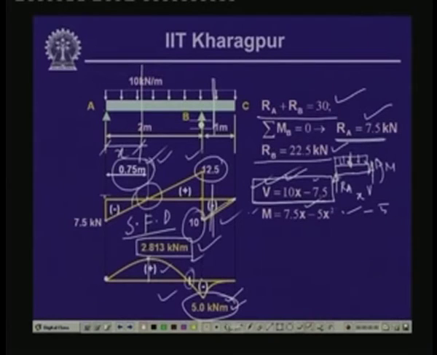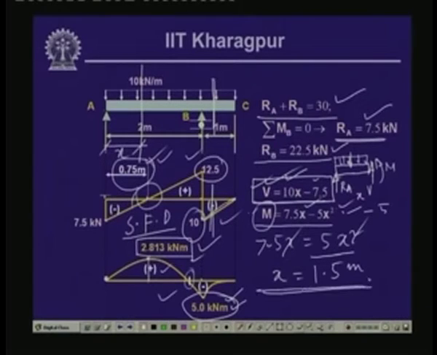Now, here we have the expression for the bending moment as M equals 7.5x minus 5x square. Now, if we set this moment equal to 0, we have 7.5x equals 5x square. So, if we say x equals 1.5 meter, at a distance of 1.5 meter, the bending moment is equal to 0. So, this distance is 1.5 meter from here.